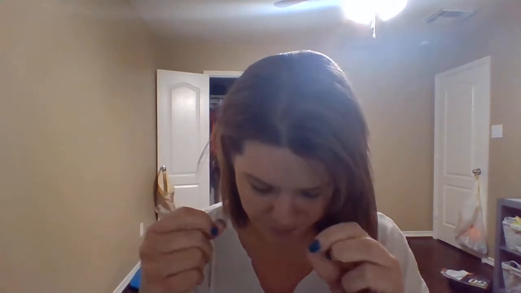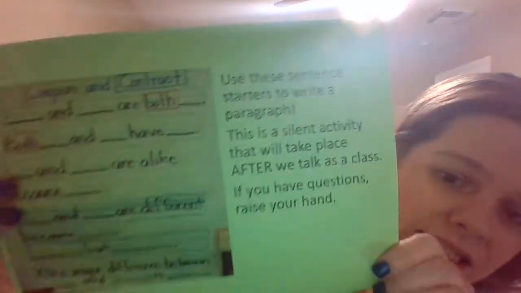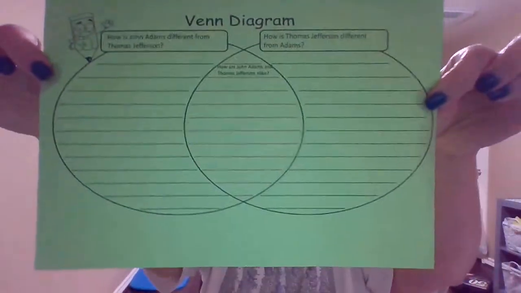Now, if you need to use a dictionary, there's one right down here underneath the screen in my room and in Miss King's room. Use it. Use the dictionaries. Use your teachers, use your folder, use the sentence starters right here, and use the notes on the Venn diagram, all right?